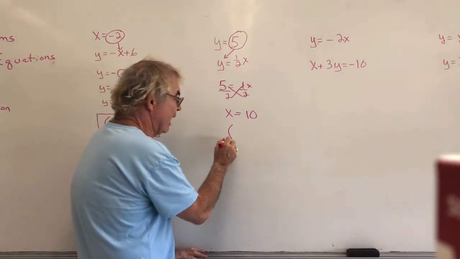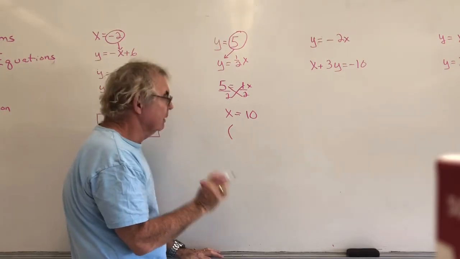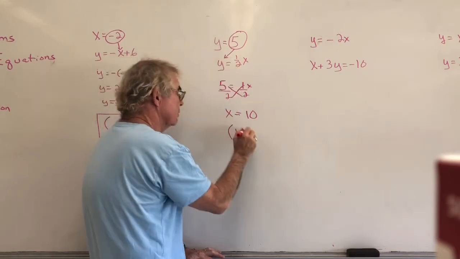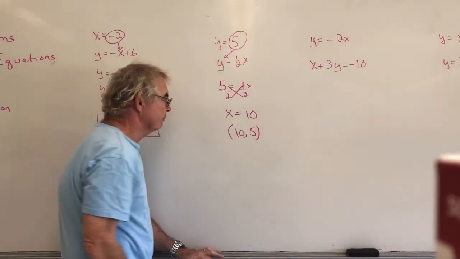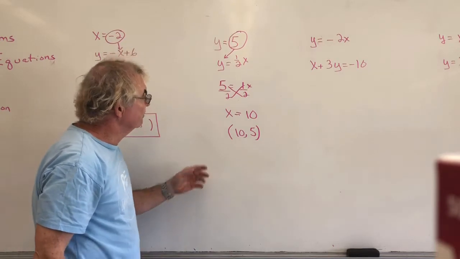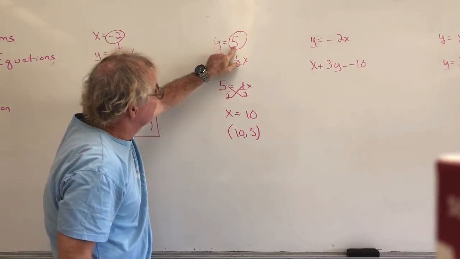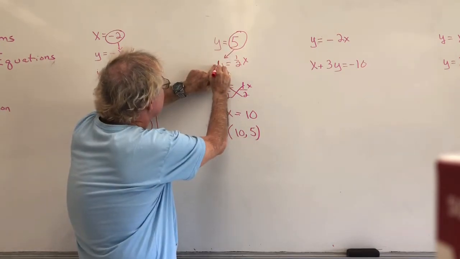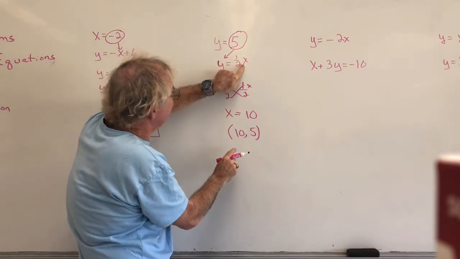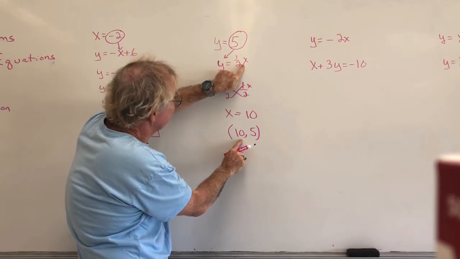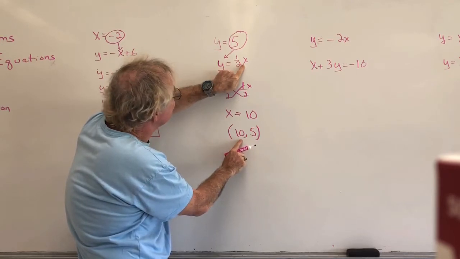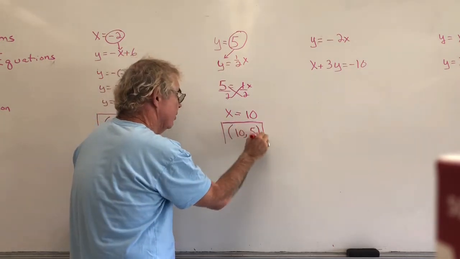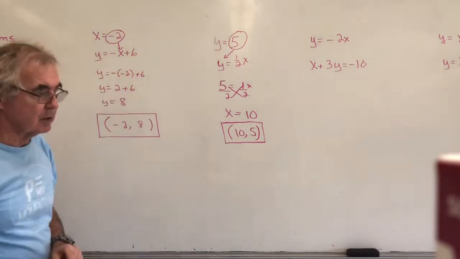So we write the answer in alphabetical order. X goes first, and y goes second. Now, if you look at it, y is 5. There it is. Now, what's 1/2 of 10? 1/2 of 10 is 5. There it is. It's always nice if you have time to check your answers.